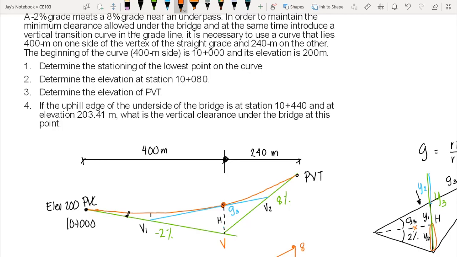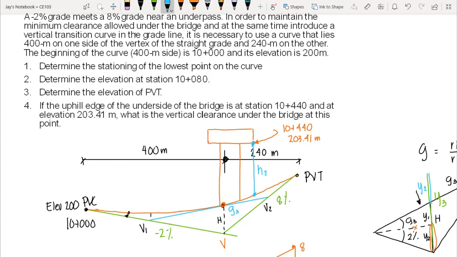If we have the underpass, if you have a bridge here, the uphill edge is this one. That's our uphill edge, in which the location of this point is 10 plus 440 and the elevation is 203.41 meters. So we are asked to compute for the clearance, from this edge to the point of our curve. Let's say this is our H2, so we will be computing for H2 here.